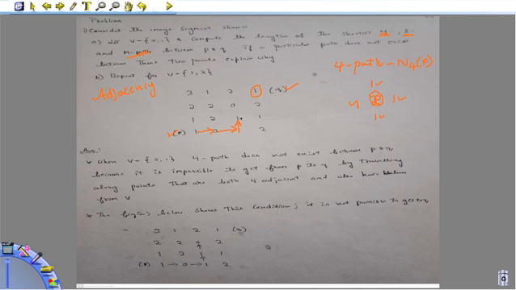Next, from this location you can move either towards right or you can move towards upwards, right? Clear with that?